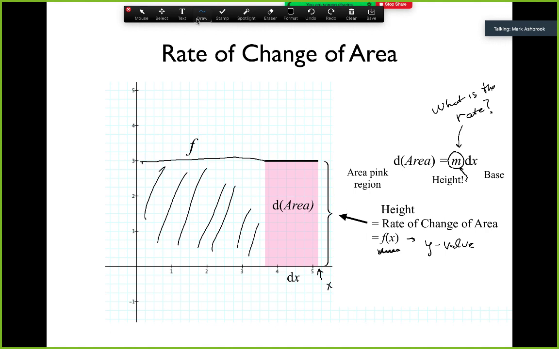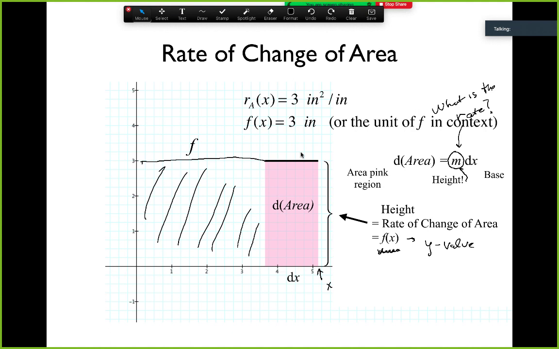So for this particular example, the rate of change of area is 3, right? 3 is the height of that graph, or in other words, it's f of x. But is it really the same? The rate of change of area is given as what? The units of your y per units of x. But the function value would only be one linear distance dimension, inches.